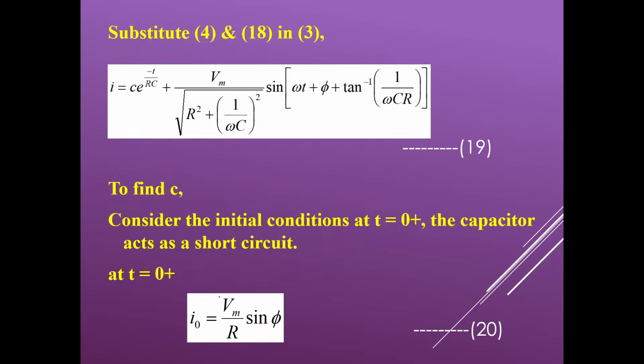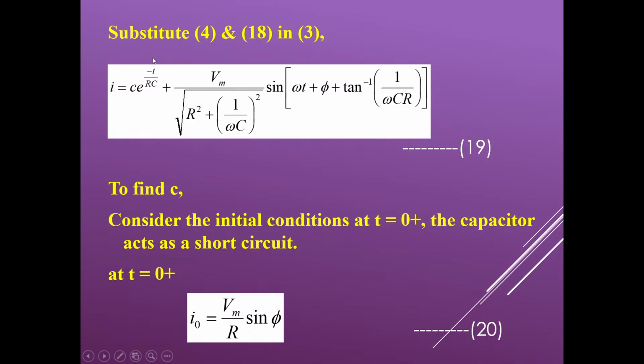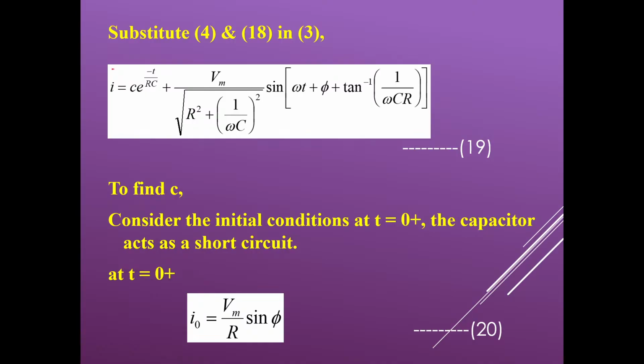Okay, we have an expression for IP now. Now we have to determine the C value. Before that, substitute. Now let us write down the total expression. I forgot about the total expression. Total current, total solution I. So I is equal to complementary part plus particular part.